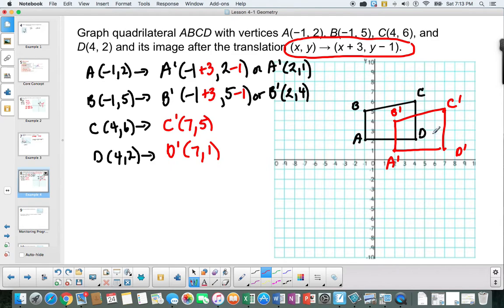And again, you can see this translating idea. And again, the definition is that B to B prime will be the same length as C to C prime, A to A prime, D to D prime, and direction means that all of these will be parallel to each other.